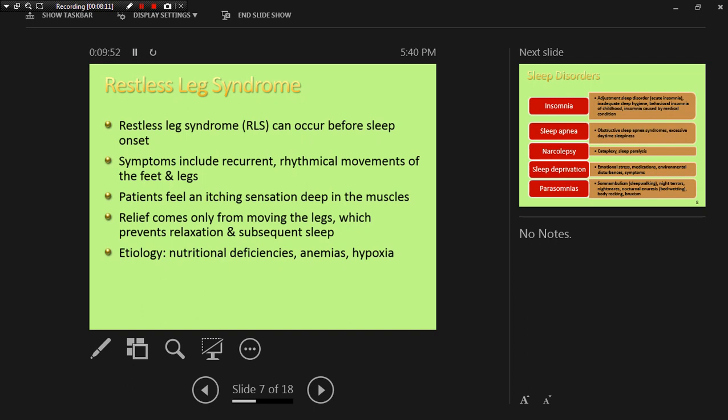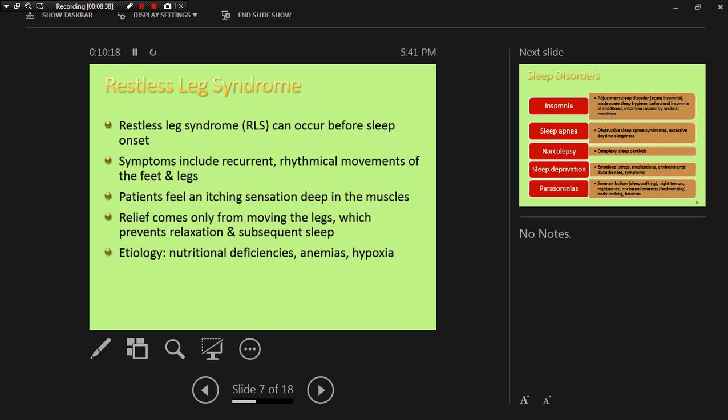So some of the etiology for restless leg syndrome, I think in the book it talks about Parkinson's. We might see it with nutritional deficiencies, especially anemia, vitamin B12 deficiencies, and obviously hypoxia. So if your blood flow is adequate, but yet it's not concentrated with oxygen, we're going to sense that in our extremities as well.